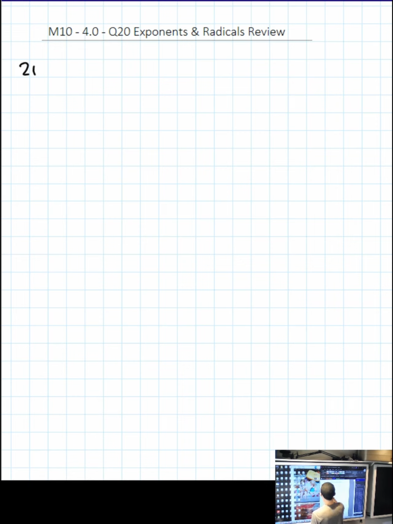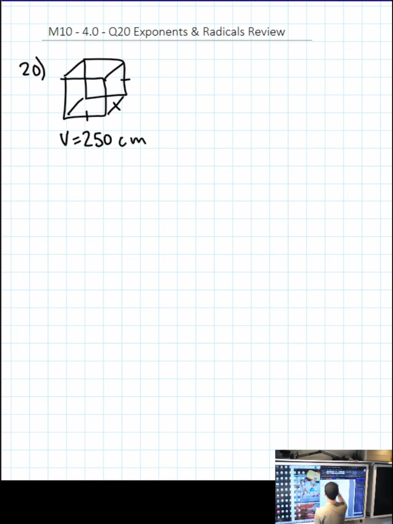Okay, number 20. So we have a cube, so I'm going to draw a cube, draw a square, draw another square, connect your corners. And I'm going to put ticks on all the equal lines because it's a cube. And we know the volume is 250 centimeters cubed. So the side lengths are all S, S, S.